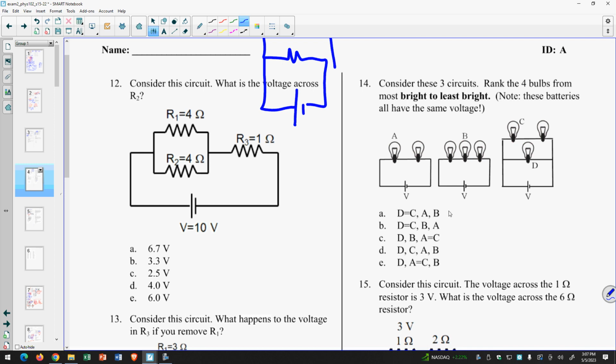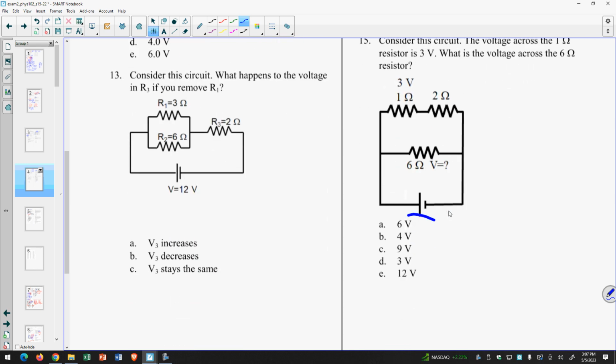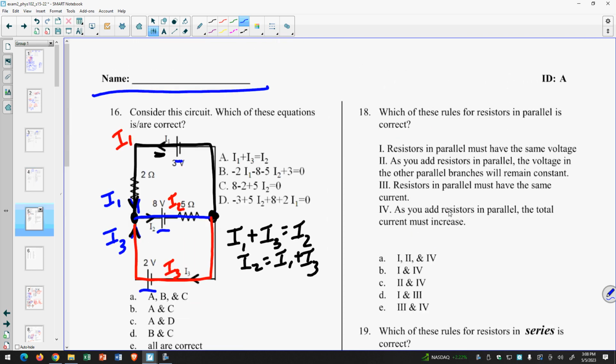These show bright to least bright. I could also ask you to rank the currents or the voltages. That would actually be the same. Or I could give you slightly different bulb configurations.